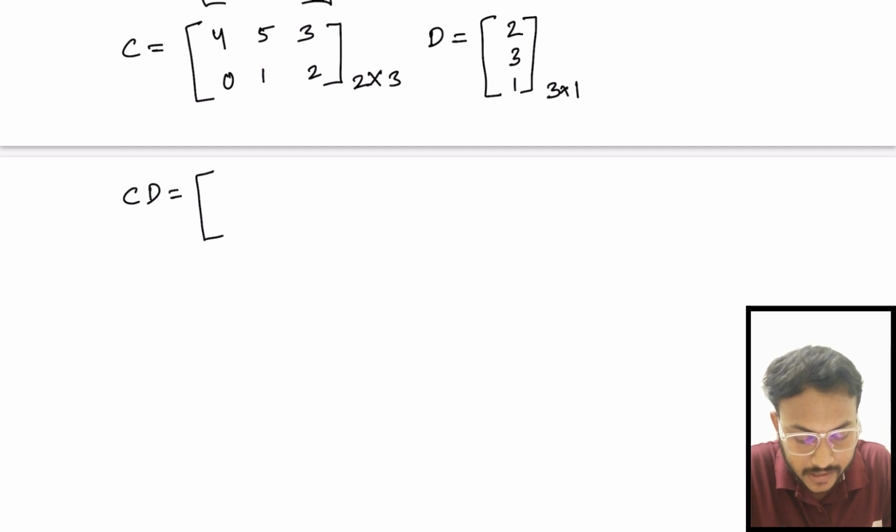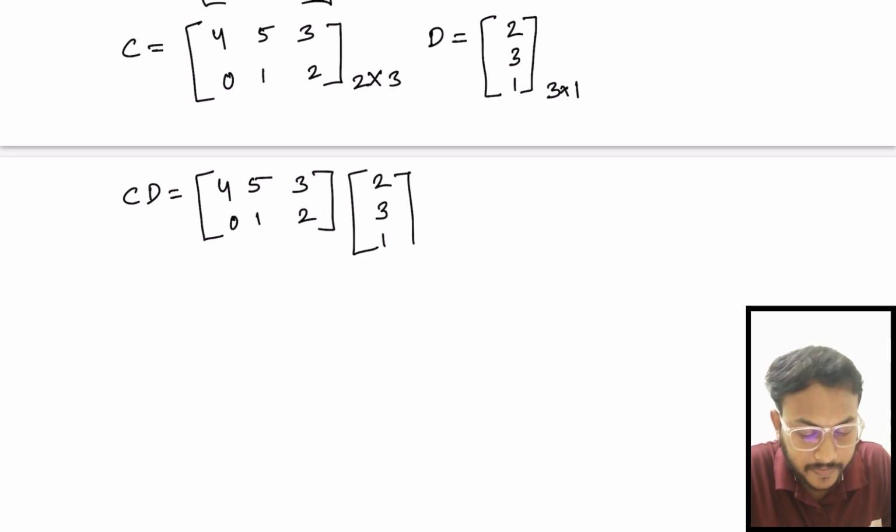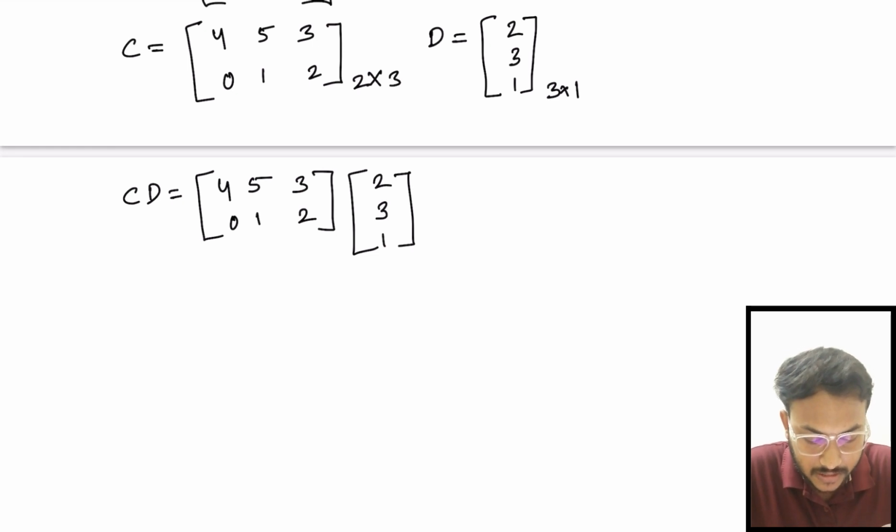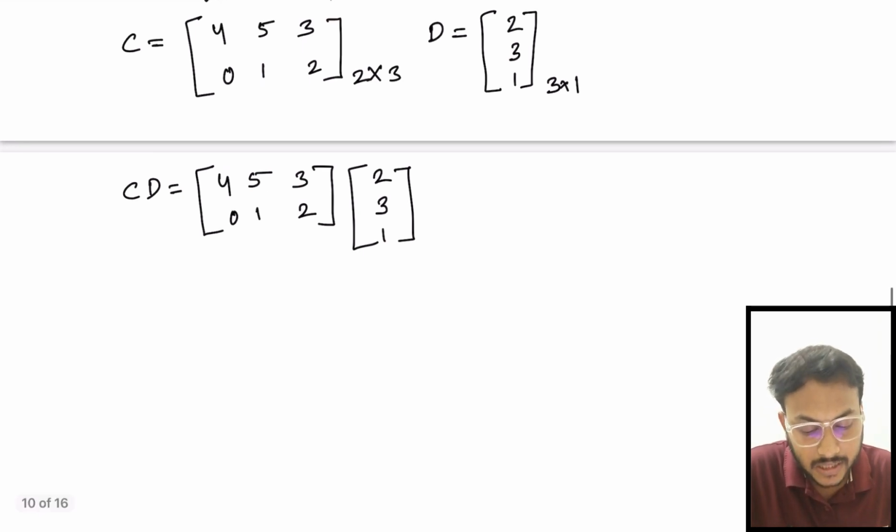What is matrix C? 4 5 3 0 1 2. These are the elements of matrix C, and matrix D has elements 2, 3 and 1. So these are the elements of matrix C and D. We have just written the matrices C and D. Now we have to do the multiplication.